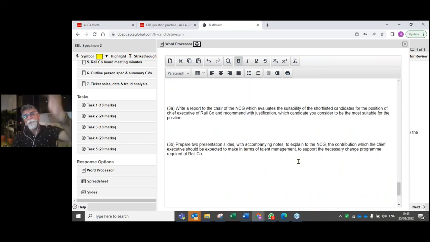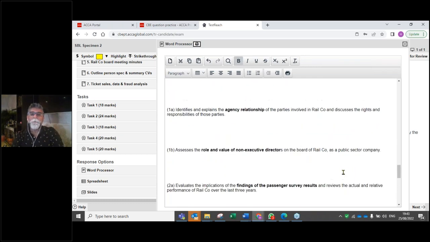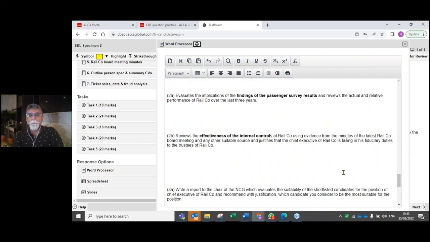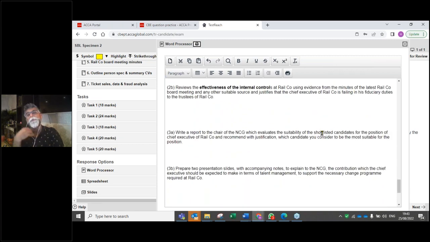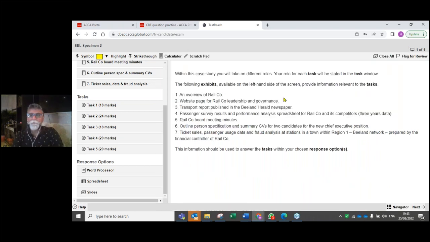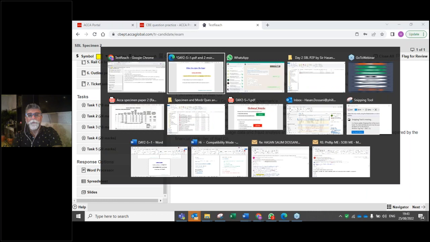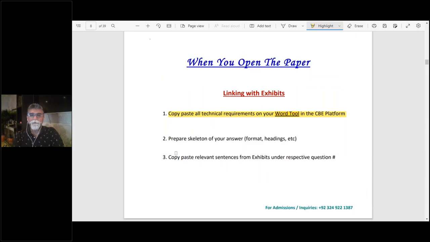So when you paste all the tasks and identify the keywords, then you can remember all the requirements, or even if you don't remember all of them, they are in front of you at one glance. So when you are reading the scenario, you can refer to this. That's the first step: we copy paste all the requirements, and then just ignore the prepare skeleton of your answer. We can do that when we start drafting, and then we copy paste relevant sentences from the exhibit under respective question numbers.